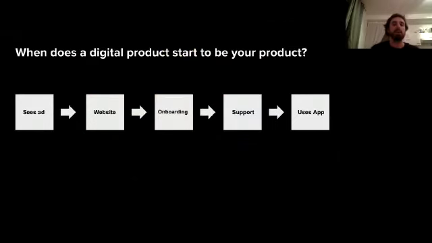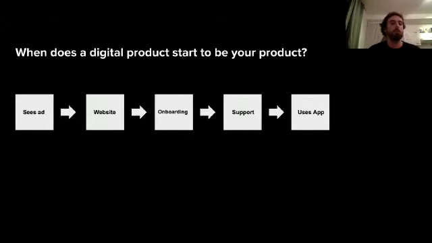So what do I mean by that? I want everyone to maybe take a brief look here and ask themselves, when does a digital product start to be your product? This is a pretty typical flow here. Someone sees an ad, they go to a website that the ad leads them to. If they click the CTA button, they start onboarding with the product, trying to understand how it works. Along the way, they might have a question, go to the support section of the website or maybe somewhere else. And then they eventually use the app.